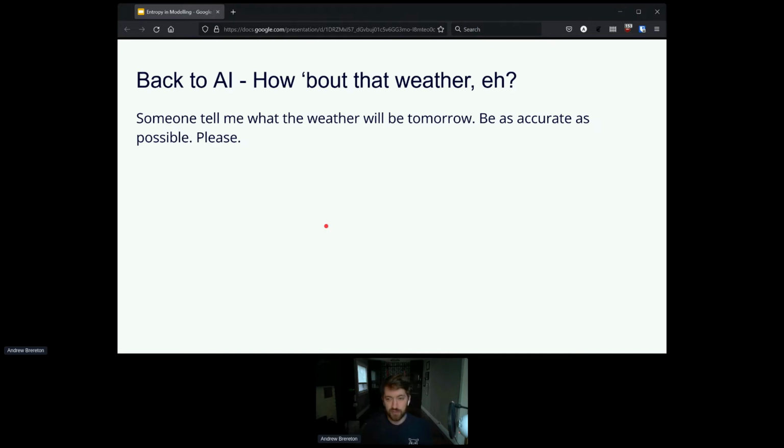So as an exercise to really get this concept across, I'd like for you guys to tell me what the weather will be tomorrow. And I want to see who can come up with the most accurate prediction about the weather tomorrow. Just drop anything in the chat.